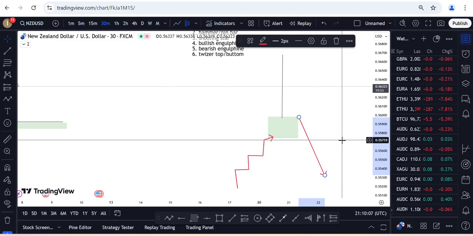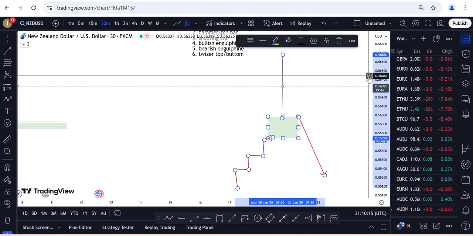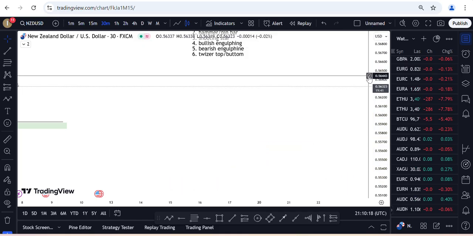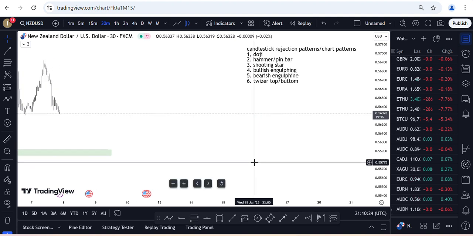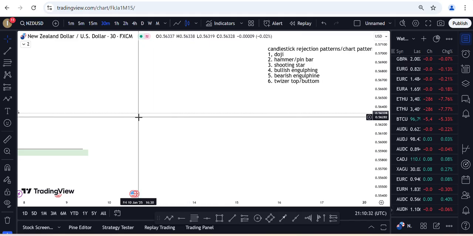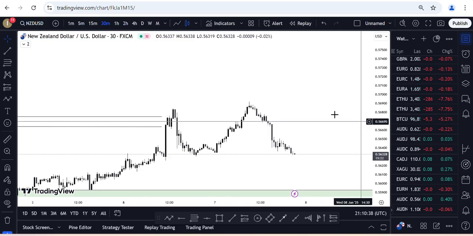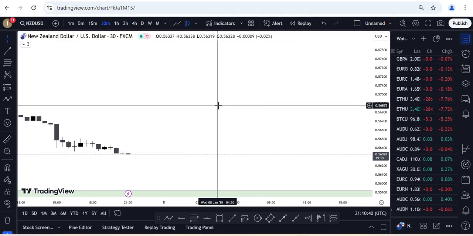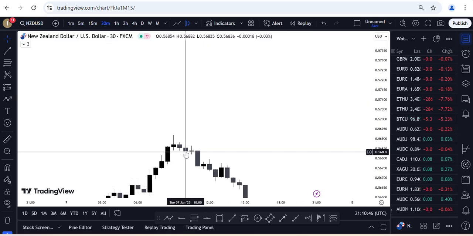So that's how it is for, let me remove this. That is how it is for, what's the name again? Shooting star. The shooting star, which is opposite of pin bar or hammer. Okay, so let's look for an example of a shooting star candle. It's not too far. You can see one here. Let me zoom in. You can see one at the top here.